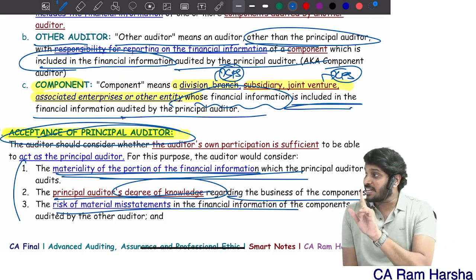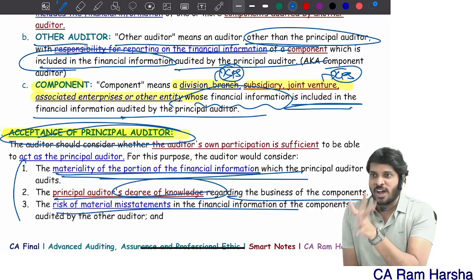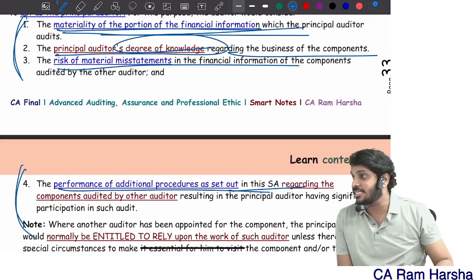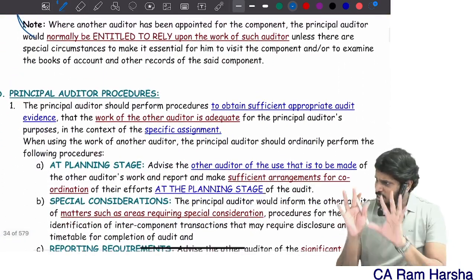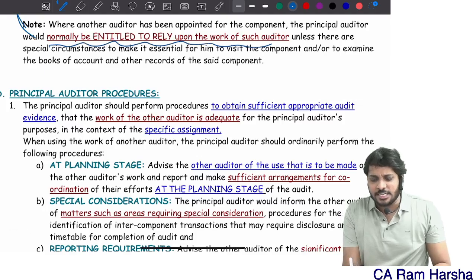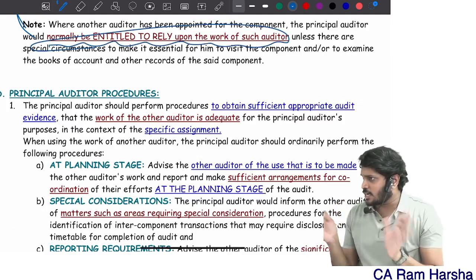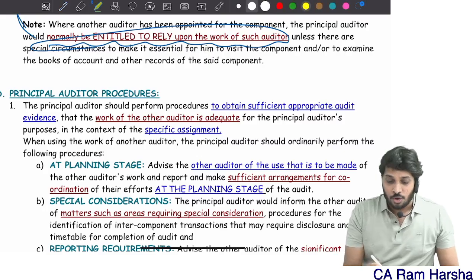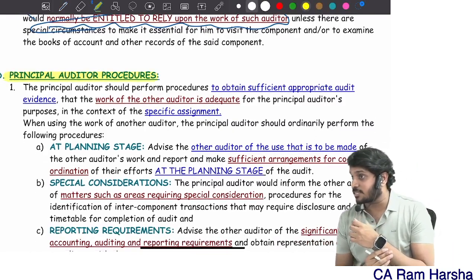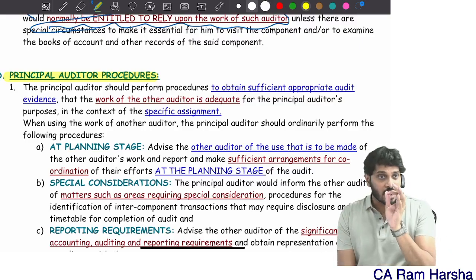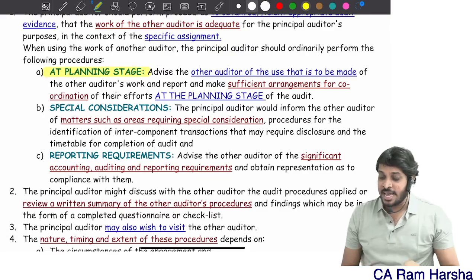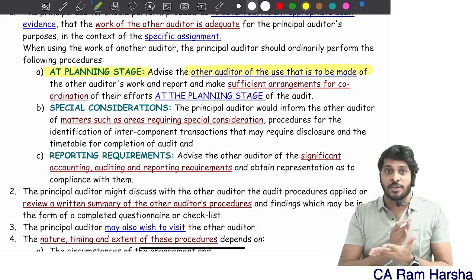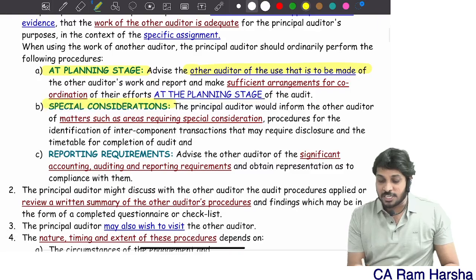If you are accepting as a principal auditor, you should decide first, do you have that eligibility criteria to accept? You will have eligibility criteria only after you evaluate these elements, correct? Once you satisfy all this, you are normally entitled to rely upon the work of the other auditor. You need not doubt, because the other auditor is also a chartered accountant with a COP. You need not doubt, correct? Now, once you accept as a principal auditor, there are some responsibilities for you. What responsibilities? At the planning stage itself, tell the other auditor how his work is going to be used by you. Make sufficient arrangements, special considerations.